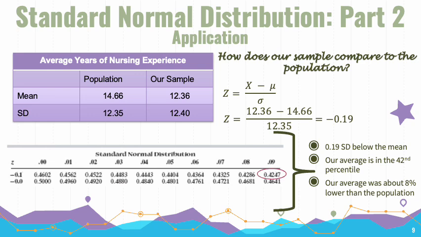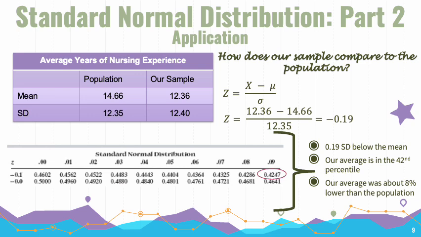I looked up some information and I was able to gather that the population mean for average years of nursing experience in the United States is 14.66 years with a standard deviation of 12.35 years. I have that in a table compared to our sample. And it appears that our sample is pretty close to the average. But how close is our sample? Well, I can guarantee you there were more nurses in the population than our sample of 25 nurses, so we need to compute a z-score.